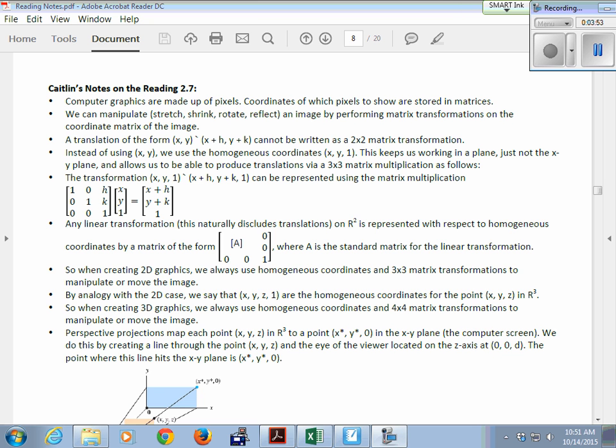Okay. So a translation, this is supposed to be an arrow, sorry. A translation that takes xy to x plus h comma y plus k, so it translates by h comma k, cannot be written as a 2x2 matrix transformation because it's not linear, right? Any linear transformation can be written as a matrix transformation, but this is not linear. We can't do it as a 2x2 matrix transformation. That's why we introduced the homogeneous coordinates.